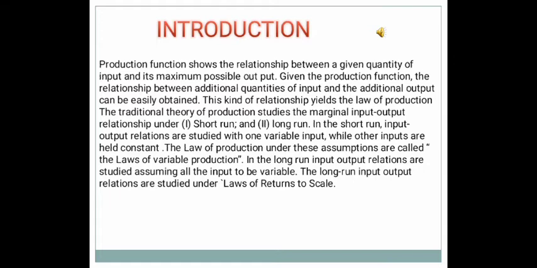In the short run, input-output relations are studied with one variable input, while the other inputs are held constant. The law of production under these assumptions is called the law of variable proportion. In the long run, input-output relations are studied assuming all the inputs to be variable. The long-run input-output relations are studied under the law of returns to scale.